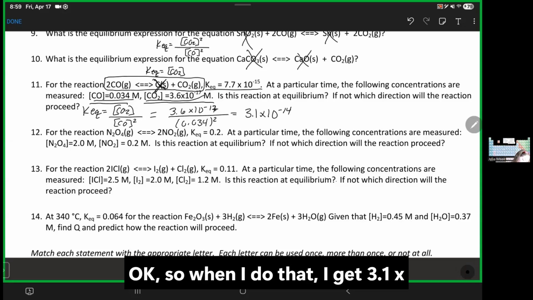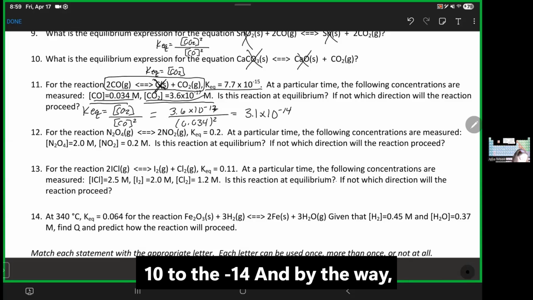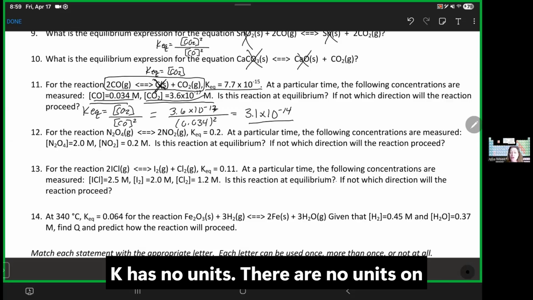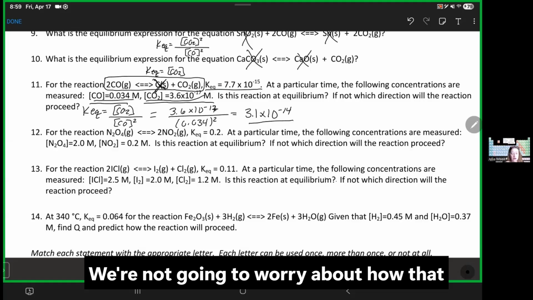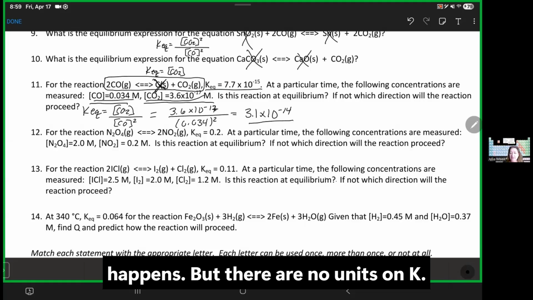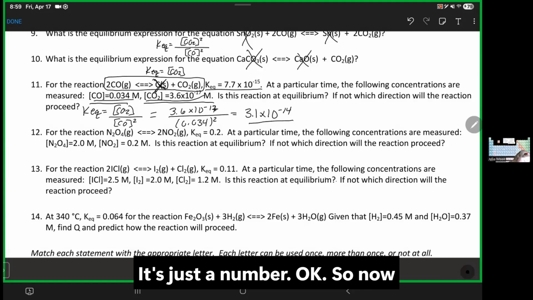Okay, so when I do that, I get 3.1 times 10 to the negative 14. And by the way, K has no units. There are no units on K. All of your molarities cancel out. We're not going to worry about how that happens, but there are no units on K. It's just a number. Okay, so now that is our Q.